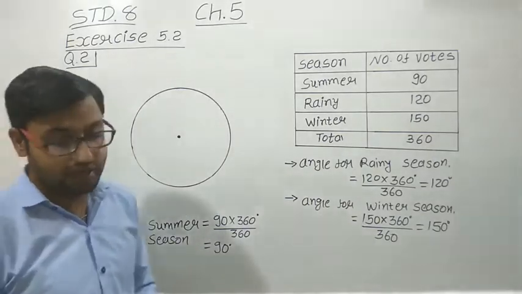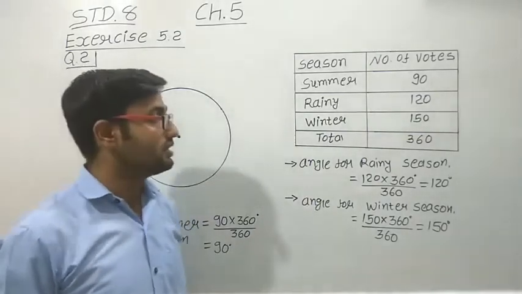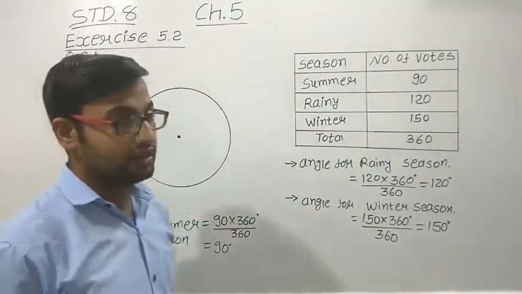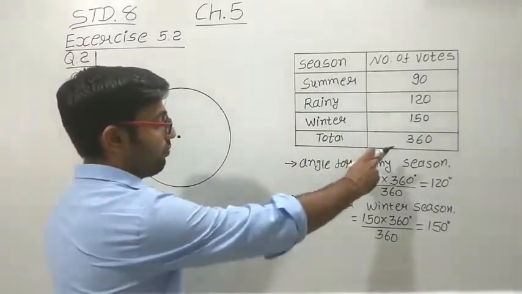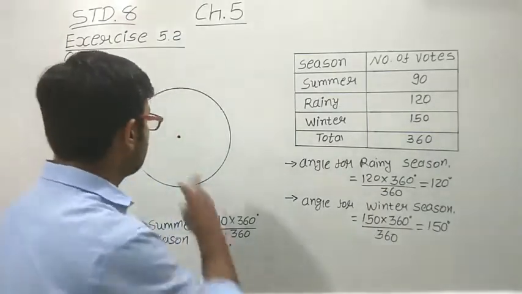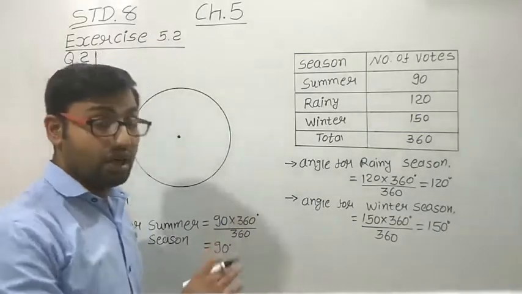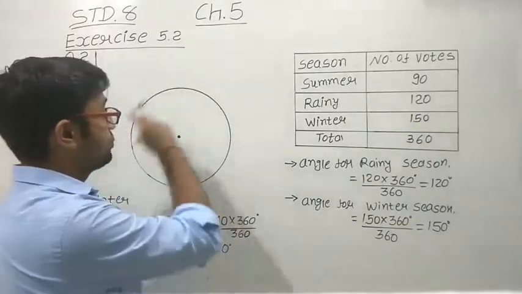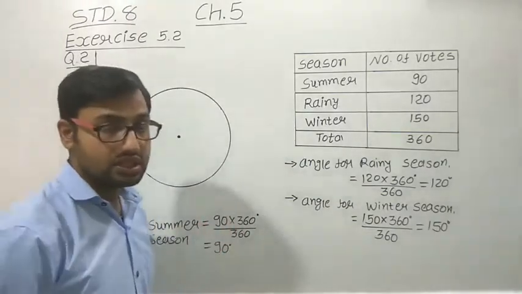Here we have to find the central angle for each of the seasons. So how can we get the central angle? Here the total number of people surveyed is 360, so this whole circle means 360 people. Also, this whole angle of the circle is how much? The total is 360 degrees.